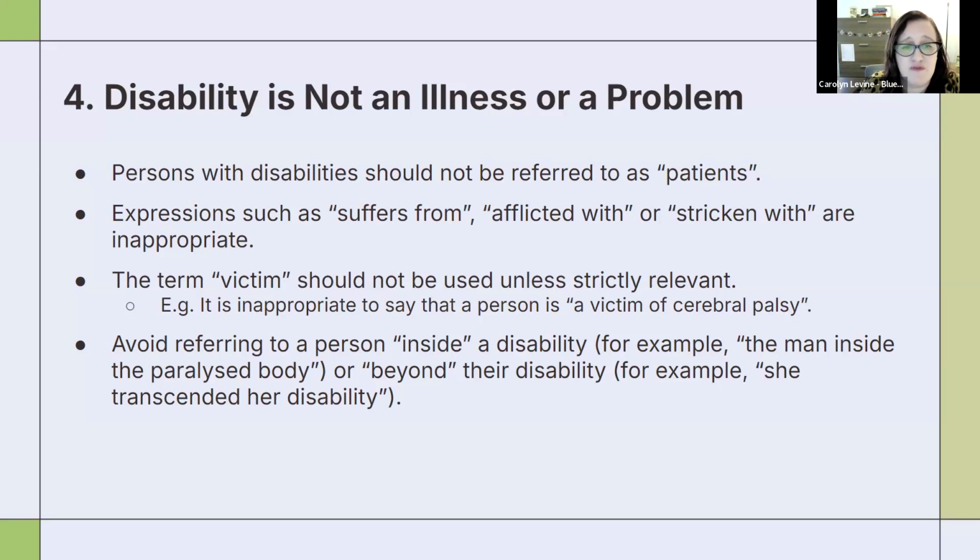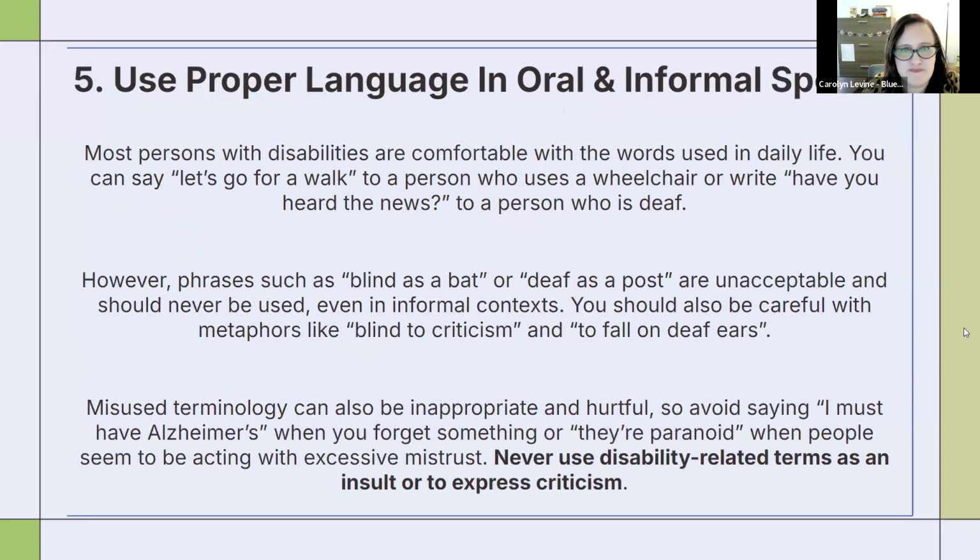We also want to avoid referring to a person inside a disability. The example here is the man inside the paralyzed body, or beyond their disability, like she transcended her disability. We don't want to use those kinds of terms.